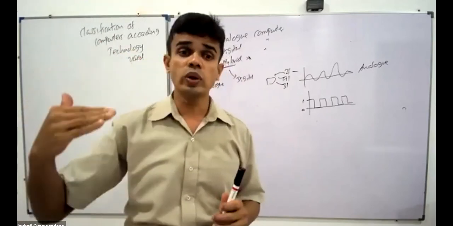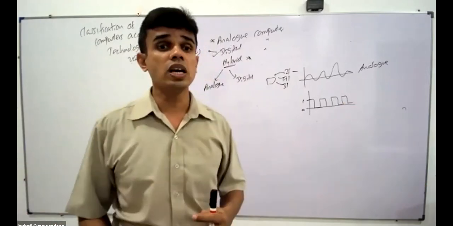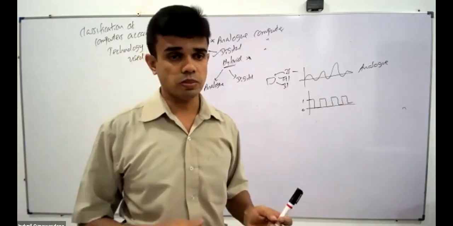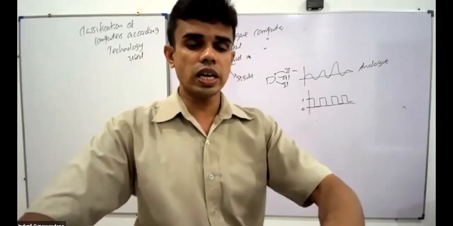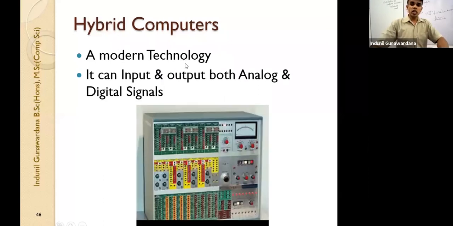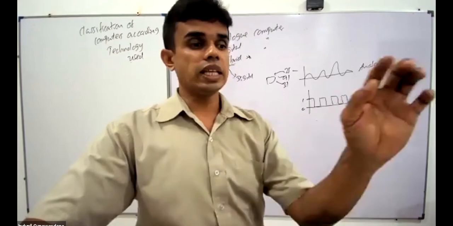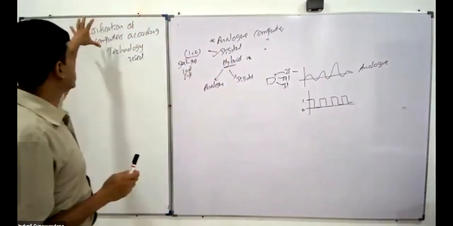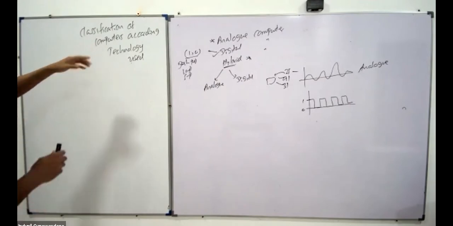Based on the technology, we are going to categorize them, not based on the performance, not based on the size, how big, how powerful they are. Very simple, right? If I have to explain the text given here in the slides, this is a digital computer. Hybrid means a modern technology. It can input and output both analog and digital signals. Both are accepted into it. Classification of computers according to the technology used.